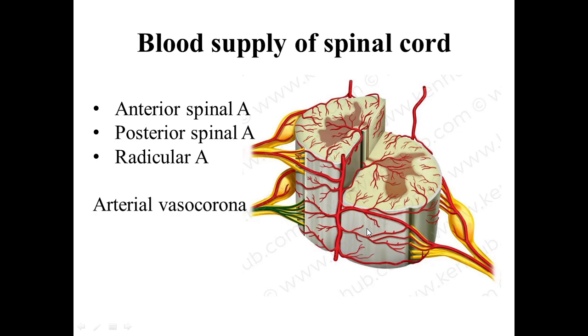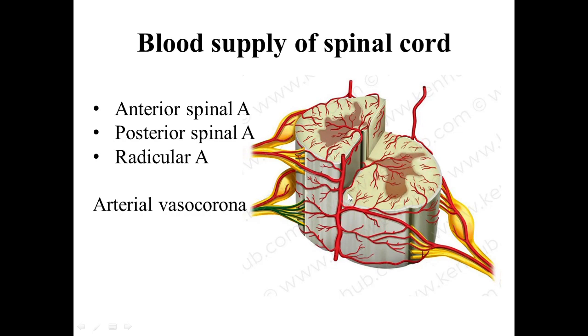Now what is the blood supply of the spinal cord? The spinal cord is supplied by the anterior spinal artery, posterior spinal arteries and radicular arteries. There is one anterior spinal artery. Here this is the anterior spinal artery and it is situated in the anterior median fissure.